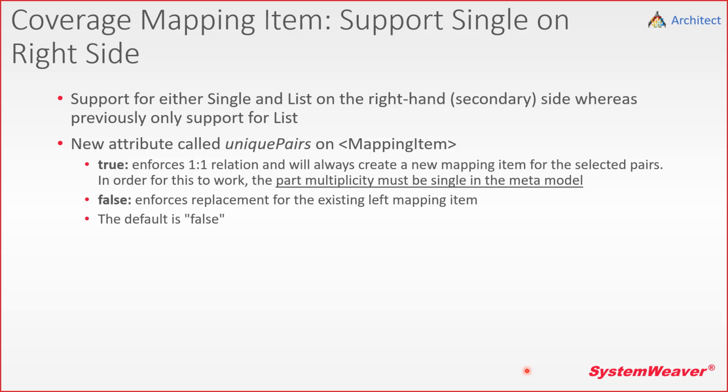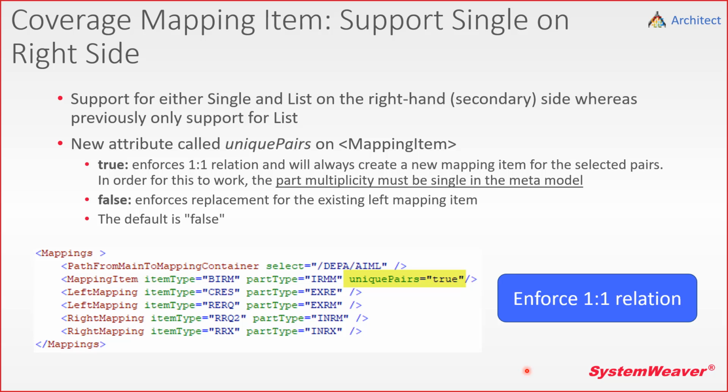And if you set that to true, it enforces a one-to-one relation, meaning that it will always create a new mapping item for the selected pairs. And in order to do this, the part multiplicity in the meta model must be single for that part. And if you set it to false, it enforces replacement for the existing left mapping item. And the default is false. So you would just use it if you want to implement this new distinct mapping per pair. And it looks like that.